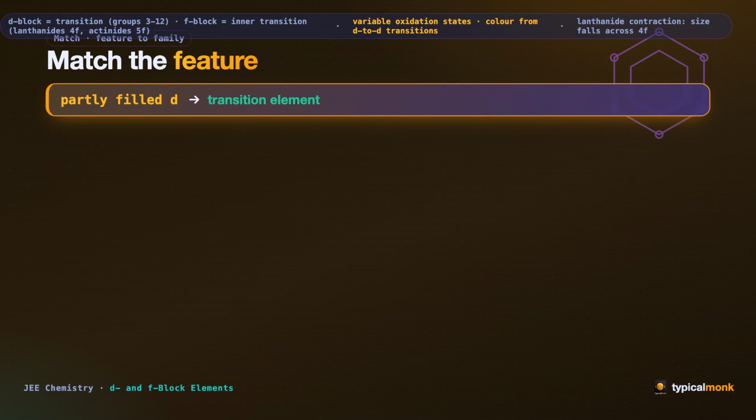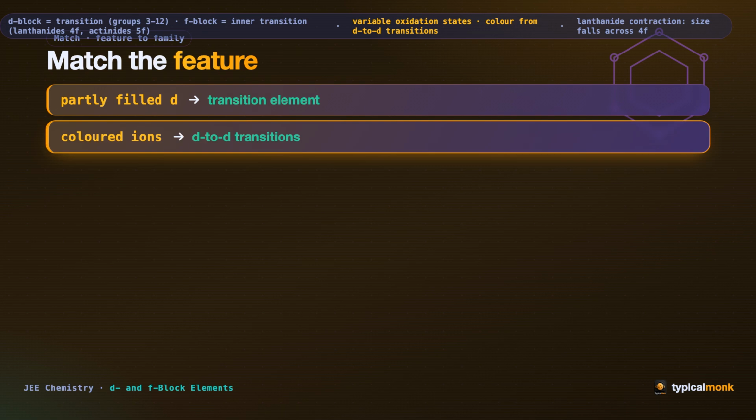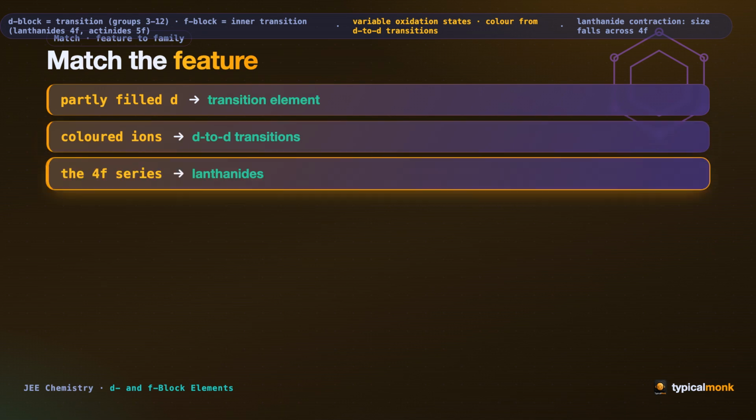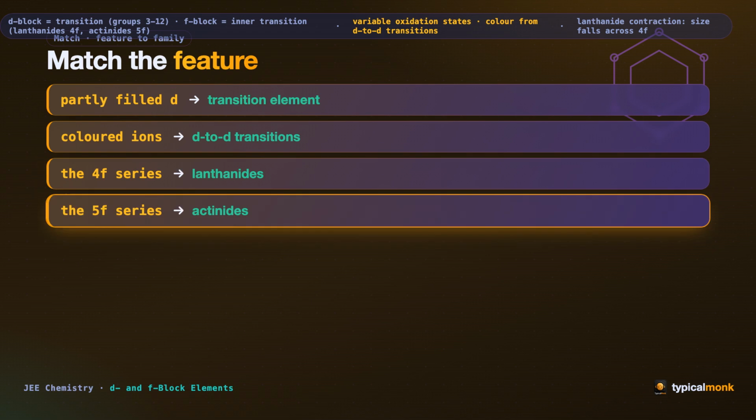Now match each feature to its family. A partly filled d subshell goes to a transition element. Colored ions go to d to d transitions. The 4f series goes to the lanthanides. And the 5f series goes to the actinides. Four pairs, each worth memorizing.